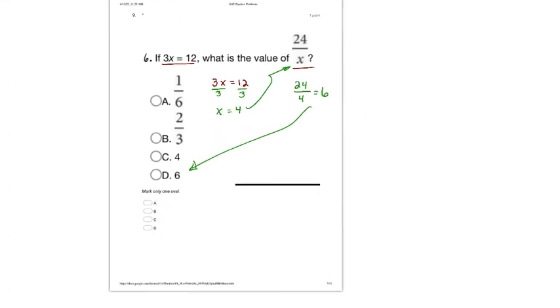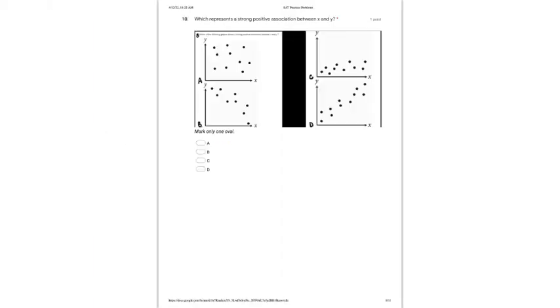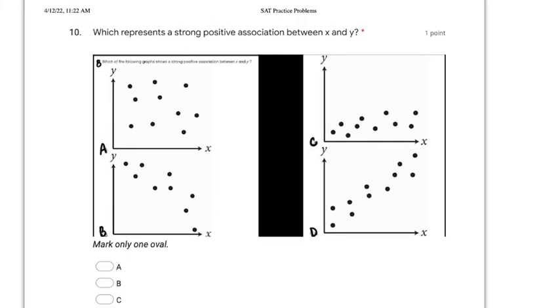Problem number 6. So there should be a problem 7. I'm not sure where that one went. I'll check into that. Apparently I skipped problem number 7. Alright, well this one is labeled 8. You can see it right there.